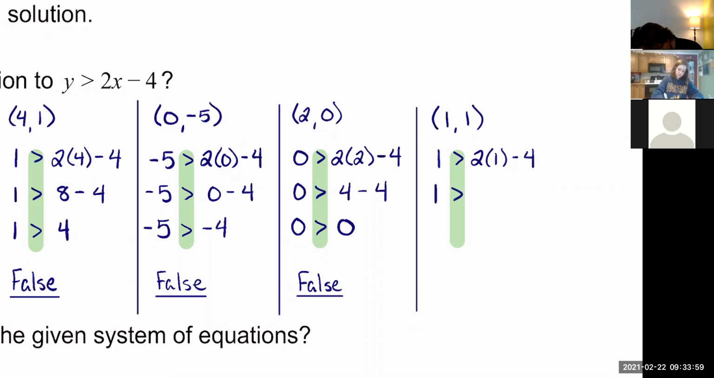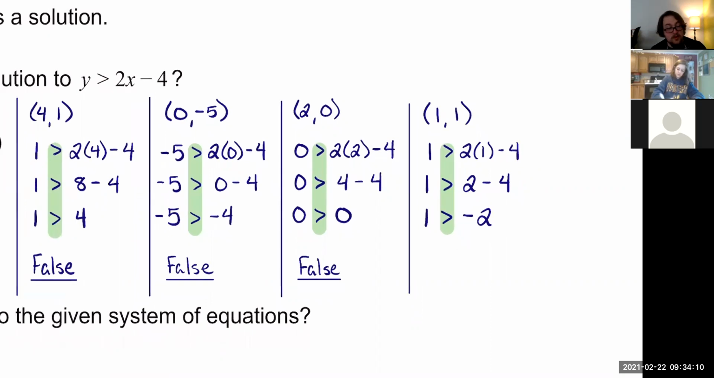Cleaning it up here, we get 1 is greater than 2 times 1, which is 2. Bring down the minus 4. 2 take away 4 is going to give me a negative 2. Is 1 greater than negative 2? I'm seeing some head nods. Yes. In fact, all positive numbers are greater than all negative numbers.